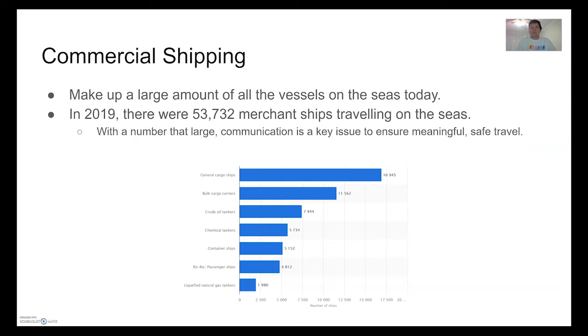Commercial shipping is also huge on the seas, and they make up a large amount of the vessels on the seas today. In just 2019, there were 53,732 merchant ships traveling on the seas. With a number that large, communication is a key issue to ensure meaningful and safe travel. As you can see in the figure below, this shows the different types of commercial ships that were out on our seas in 2019, with general cargo ships being the most, followed by oil tankers, chemical tankers, container ships, passenger ships, and natural gas tankers.